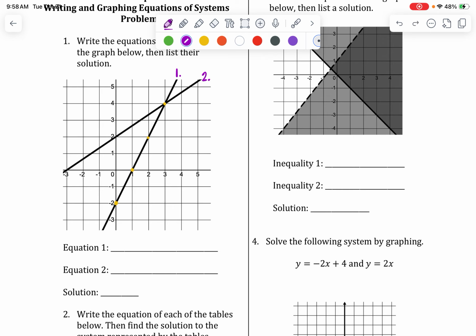So that means his equation in y equals mx plus b, so the m is 2, right? That's your slope. And then our y-intercept is negative 2. So 2x minus 2.